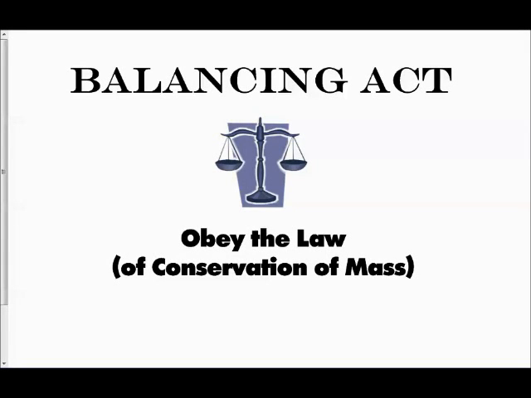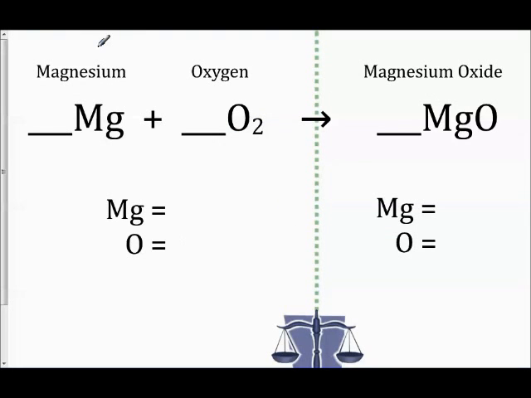A basic law that you must obey is a law of physics and chemistry that says in any chemical reaction, mass is conserved. In other words, matter cannot be created nor destroyed. It simply has its atoms rearranged. And therefore, we need to balance our equations to make sure that they are balanced on both sides of the equation. So let's take a look at how to do that.